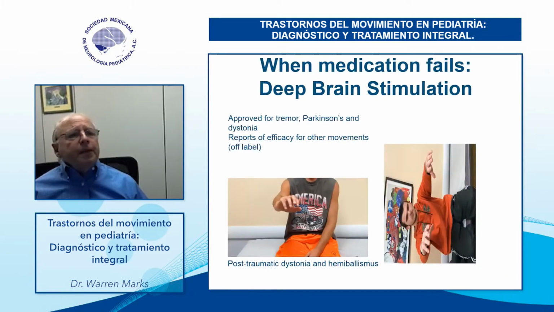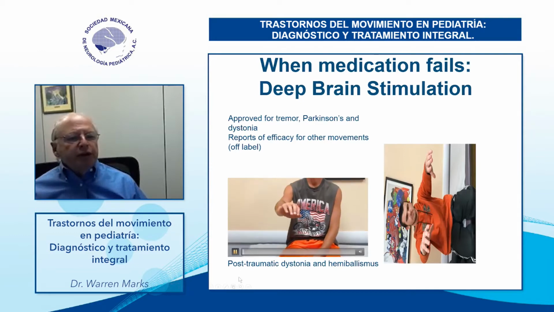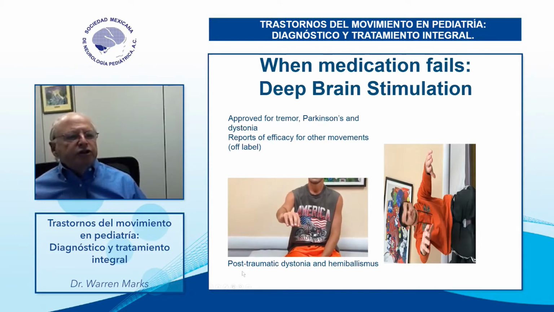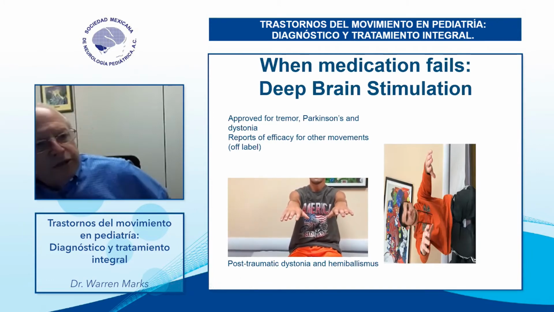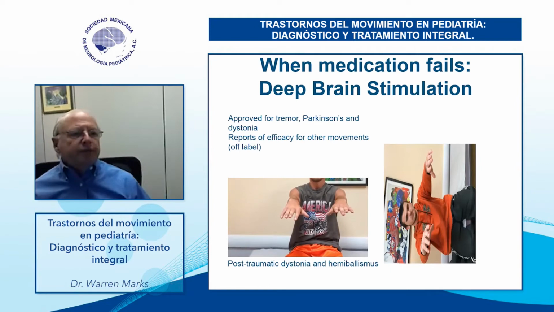So when myoclonus doesn't respond to medications, then deep brain stimulation in the context of myoclonus and dystonia can be very helpful. So this is not a genetic myoclonus dystonia, but they respond in a very similar fashion. This is a young man who had post-traumatic myoclonus dystonia, and he had some hemibolismus that goes with it.